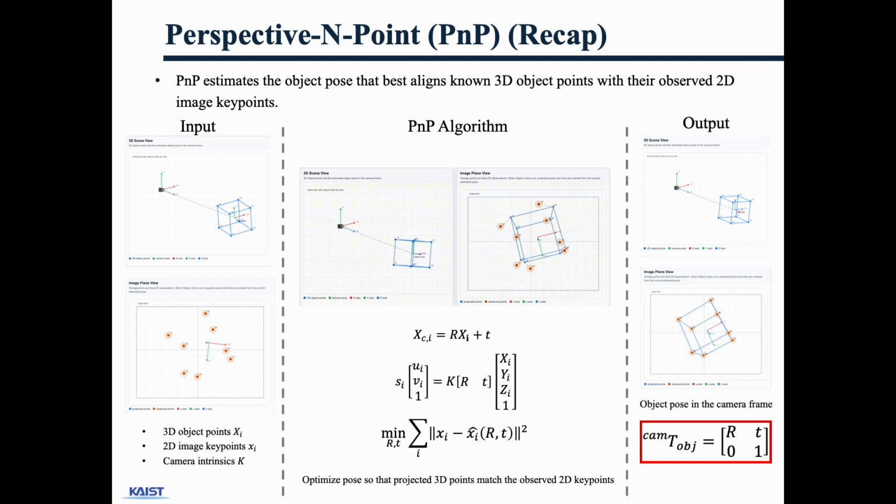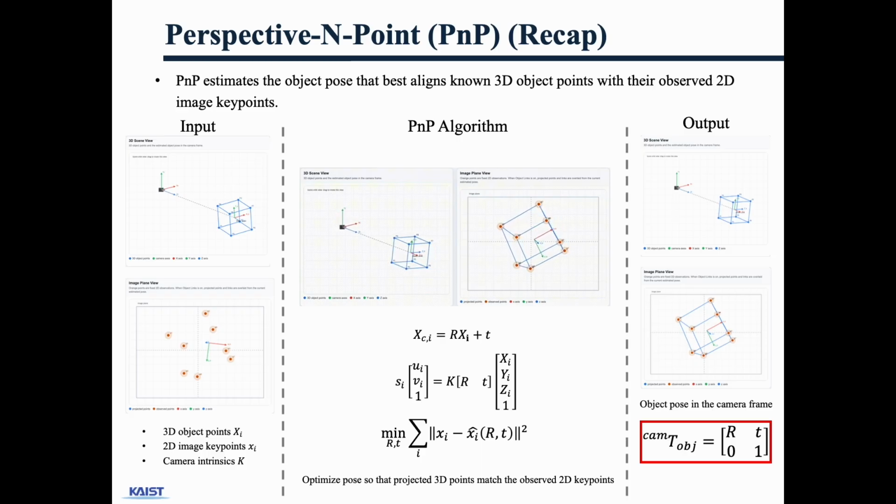In practice, PnP solves an optimization problem. It tries to find the pose that makes the projected 3D points match the observed 2D key points as closely as possible. In other words, it minimizes the reprojection error.